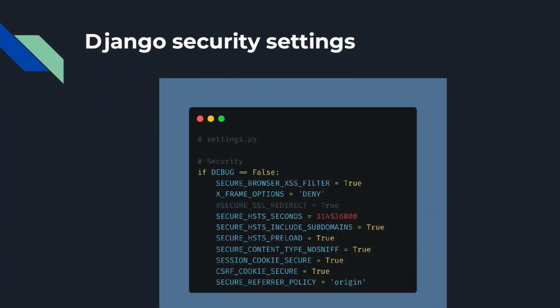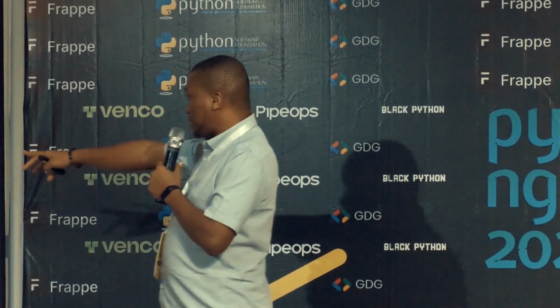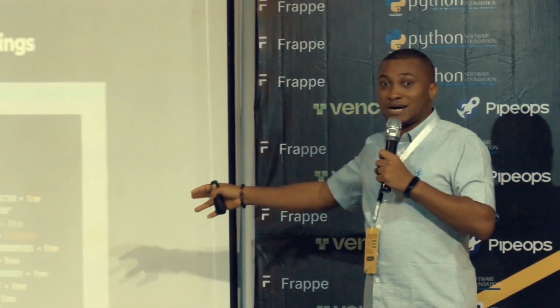Now, Django security settings. These settings are actually available in Django by default, but a lot of times people don't activate them. For every app I build, I add this line at the end of the settings file. You can see if debug is false, all of these are activated. The reason why I put that condition there is because if it's true, it messes up with local development, and that is why it's not in the default Django settings.